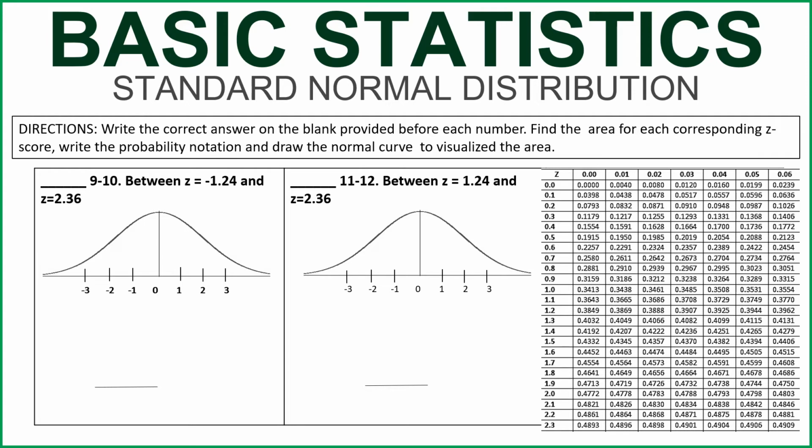Negative 1.24 is between -1 and -2. So, let's just approximate it. Let's say it's around here. How about 2.36? Positive 2.36 is between 2 and 3. So, let's also approximate this. Let's say it's around here. So, oops, wait. Let's erase first.